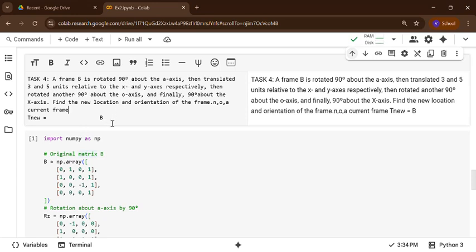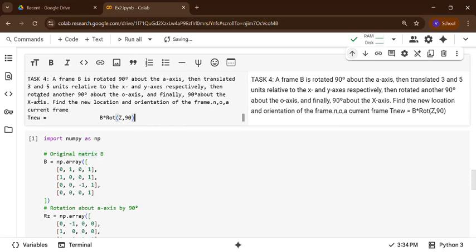So first you have to start with the frame. The frame is rotated 90 degrees about A axis. A means current frame. Current frame means you have to do post multiplication. What do you have to multiply? Rotation matrix. What is the axis of rotation? A. A is similar to Z. You can put Z, comma, how many degrees? 90 degrees. Close it. So the first transformation is done.